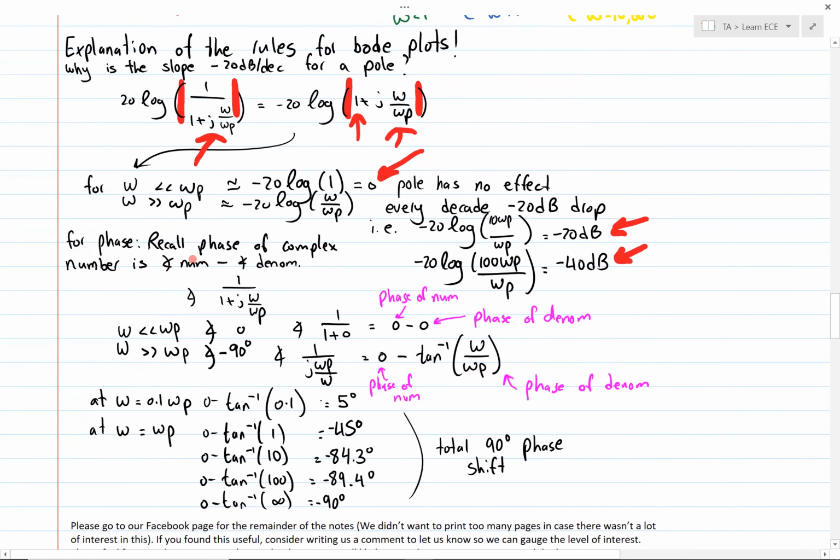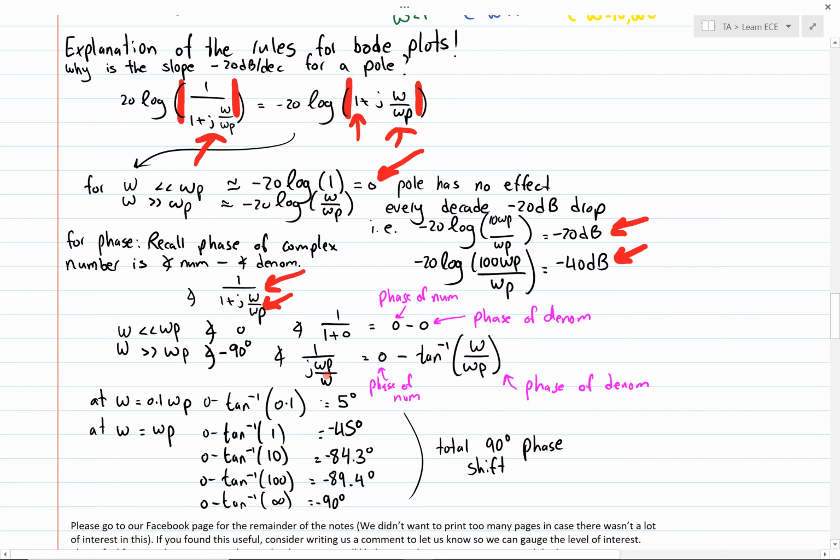So for the phase, let's recall that the phase of a complex number is the phase of the numerator minus the phase of the denominator. So to find the phase of this expression, it's the phase of the numerator minus the phase of the denominator, and they're obviously complex numbers. If omega is much less than omega p, this term goes to 0, so you just get 1 over 1 plus 0. The phase of the numerator is 0, the phase of the denominator is 0, so you get 0 degrees. If omega is much bigger than omega p, then your expression can be approximated as 1 over j omega over omega p, and then the phase would be 0 minus tan inverse of omega over omega p. Let's plug in a few numbers.